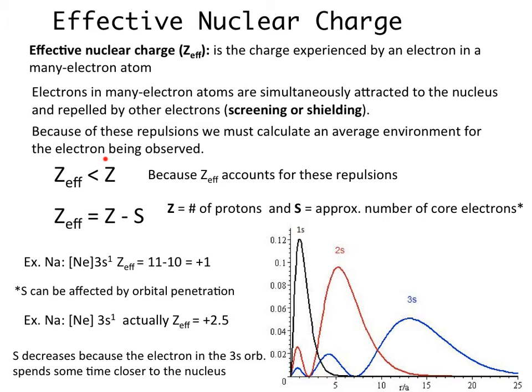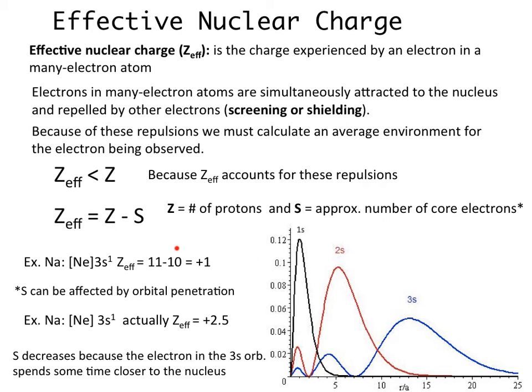Now, Z effective is calculated by the equation you see here. So we take that nuclear charge, which is represented by the number of protons, so how many protons you have in that specific atom, minus the approximate number of core electrons. We'll talk about that in a second, but this equation will allow you to get a pretty general effective nuclear charge for each individual atom.